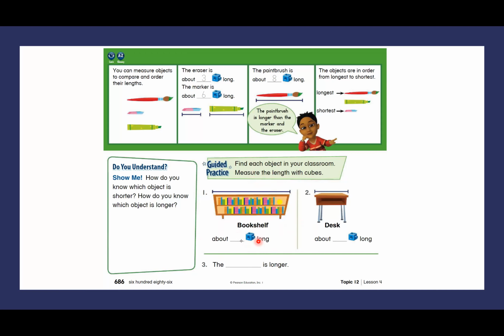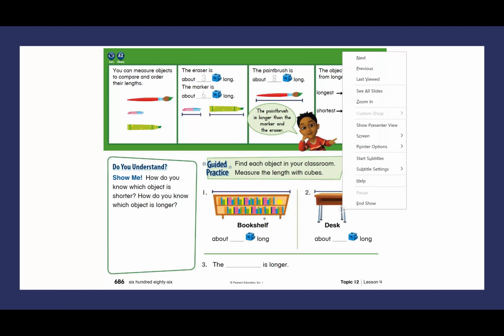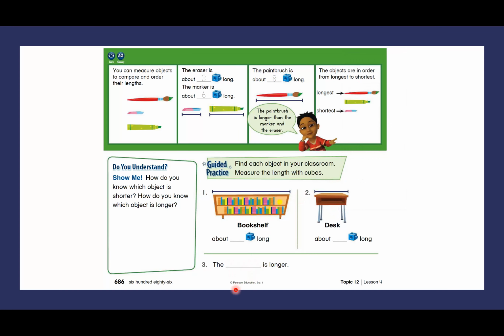So I have my bookshelf here and a desk here. I want to measure the length of both of these objects, and then I will write here which object is longer. The bookshelf is longer or the desk is longer. So in this picture, let me place my cubes and check which object is longer. So 1, 2, 3, 4. Okay, for the bookshelf, it needed 4 cubes. And the desk, 1 and 2.